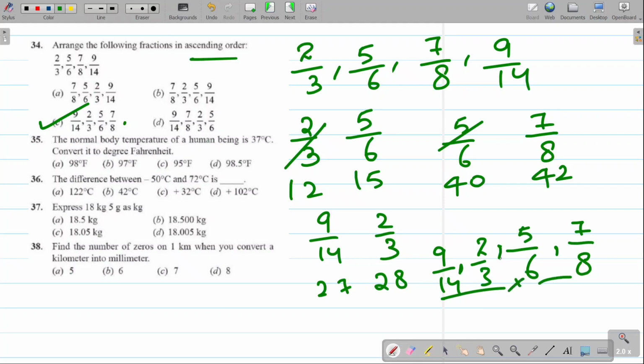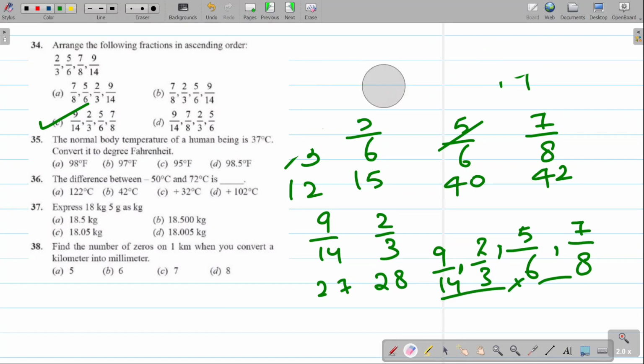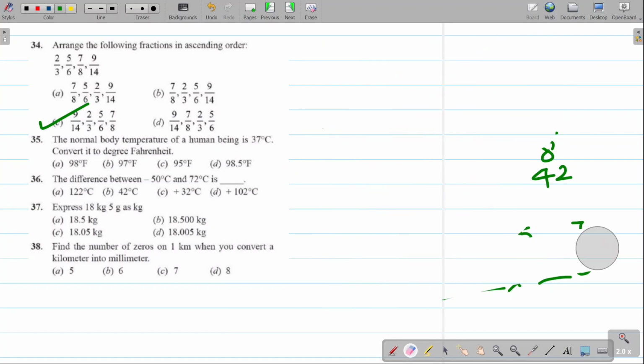As I said in the very start of this question, option C would be correct, because this has 7 by 8 last, and other than this, there's no option which has this in the last position. So I hope I'm making sense and we are on the same wavelength. Question number 35.